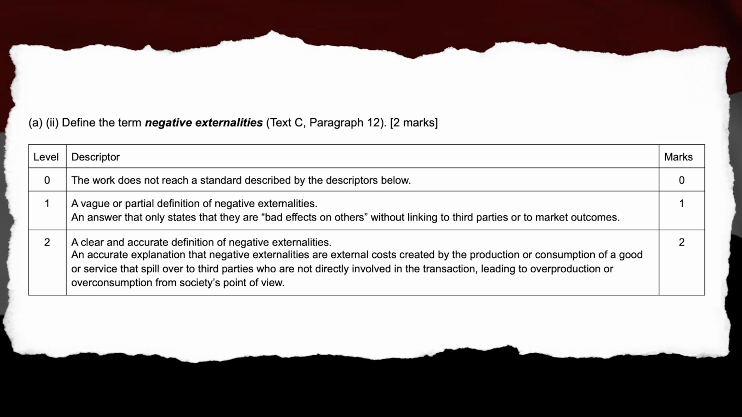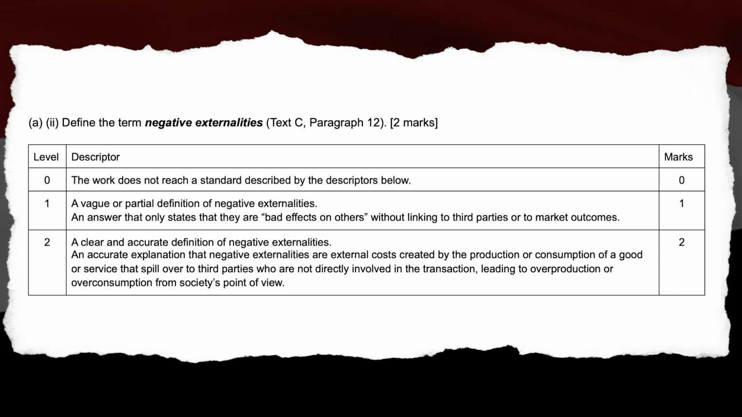A2. Define the term negative externalities. Text C, paragraph 12. 2 marks. Level 1. A vague or partial definition of negative externalities. An answer that only states that they are bad effects on others without linking to third parties or to market outcomes. 1 mark. Level 2.